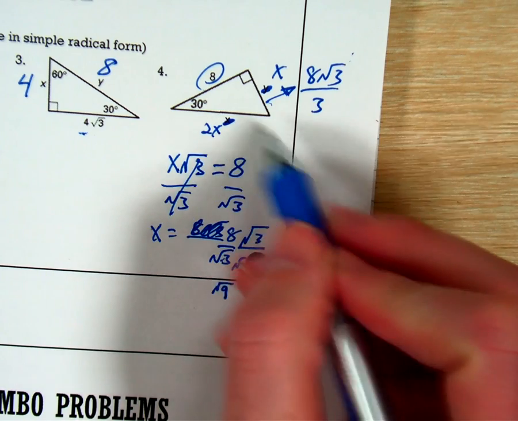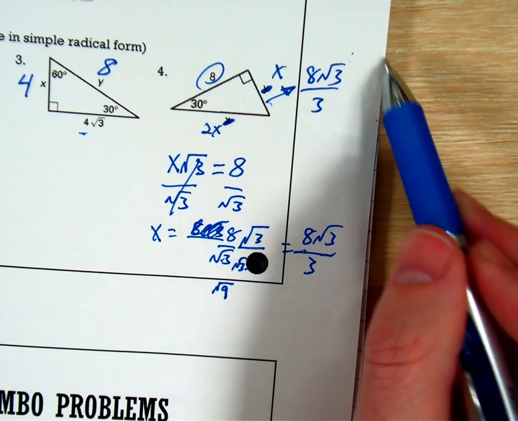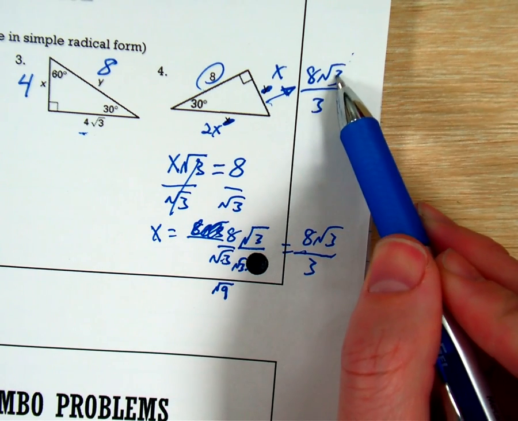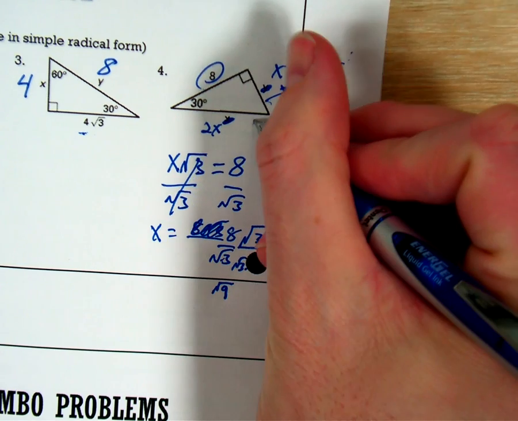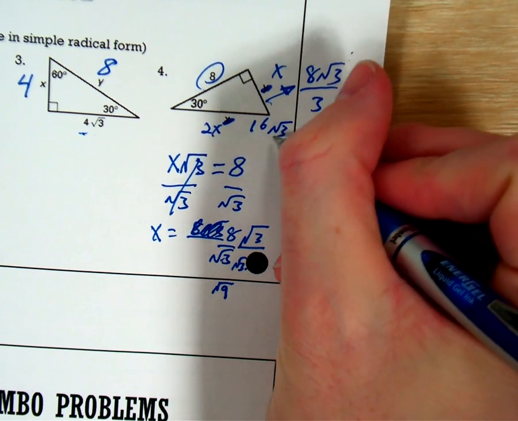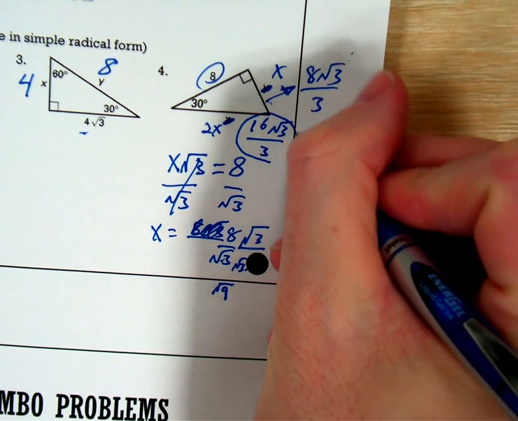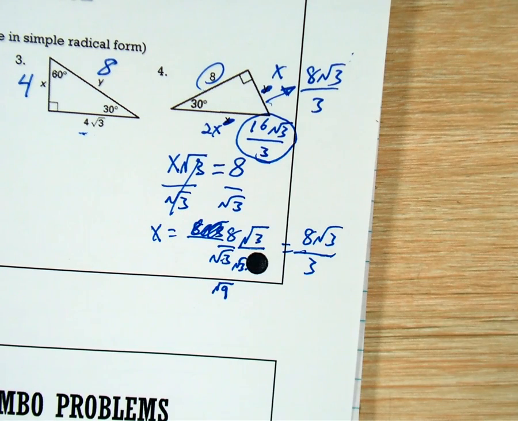Okay, I still need the bottom side here. And once we have this one, it's pretty easy. We just take this times 2. So instead of 8 radical 3 over 3, now my bottom's going to be 16 radical 3 over 3. Okay, see how that's twice as much there?